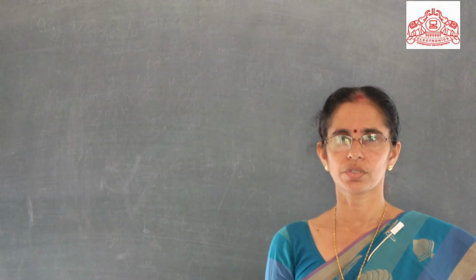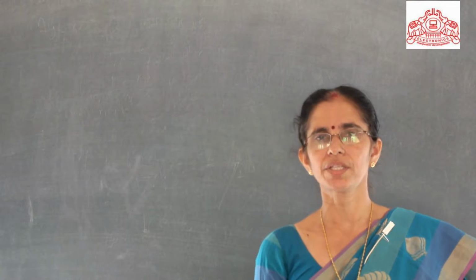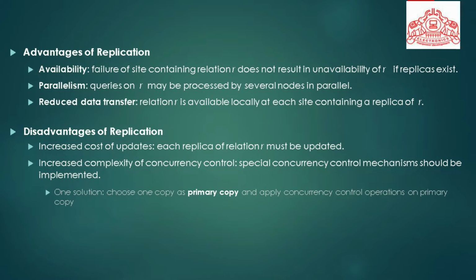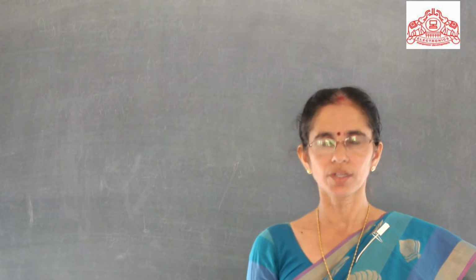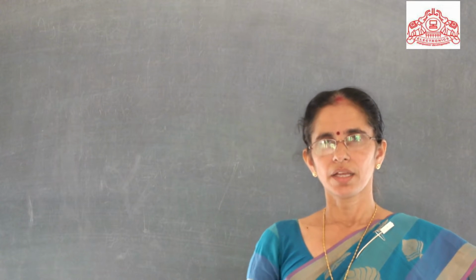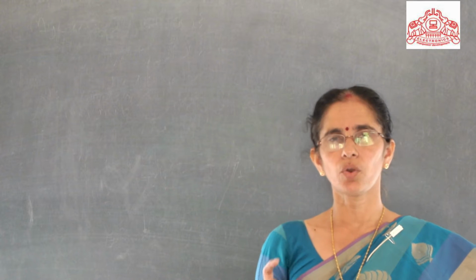But there are certain disadvantages of replication. There are increased costs on updates because with each update, every replica of the relation R must be properly updated. Also, for controlling concurrency, there should be a special mechanism so that all the replicas are accessed in a concurrent manner. One solution for controlling this is to use a primary copy. One of the sites that stores a copy is treated as the primary site, and that copy of the database is treated as the primary copy, and the concurrency control mechanism should ensure that the primary copy is properly updated.